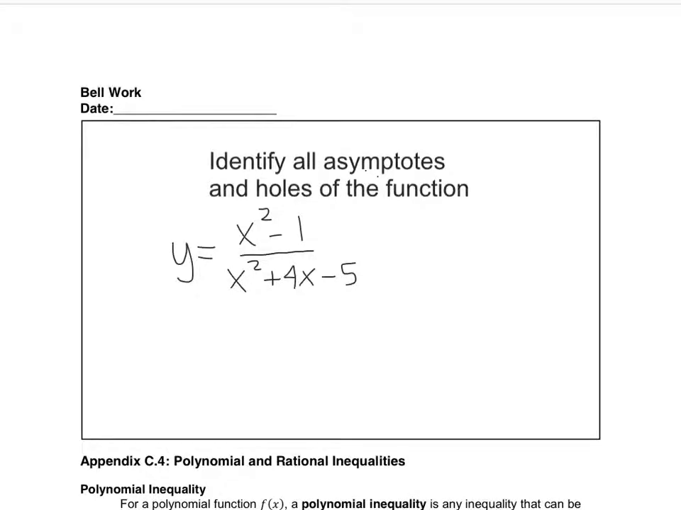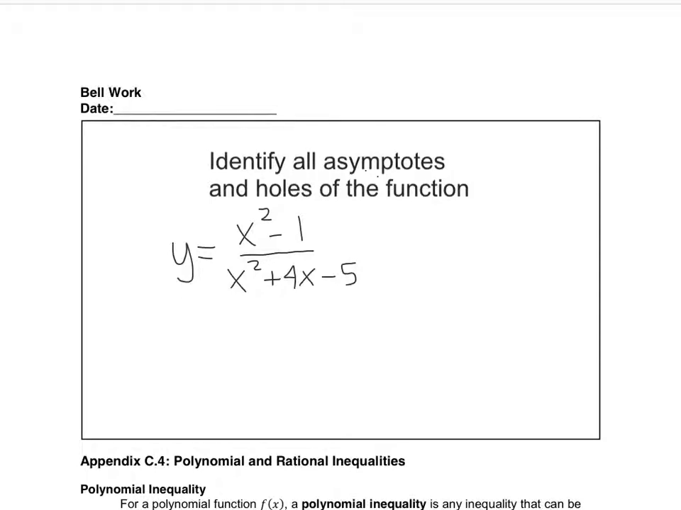Okay, we're going to start off the day by identifying all asymptotes and holes of the function that I give you below. So take a minute, put it on pause, and see if you can factor and identify any asymptotes and holes that this function might have.